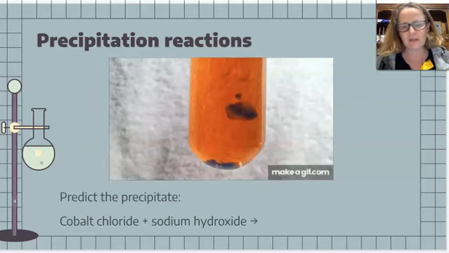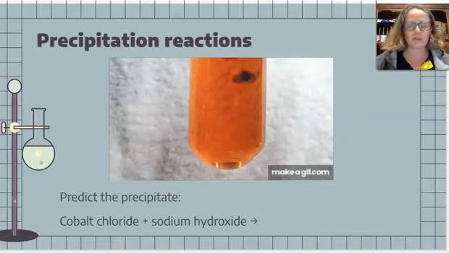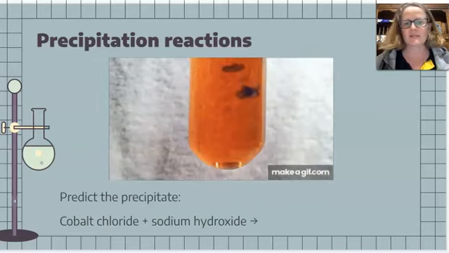So have a look at the solubility table. You should be able to predict what the precipitate will be. So pause the video, have a look at the solubility rules from the previous slide, and see if you can work out what that precipitate is.